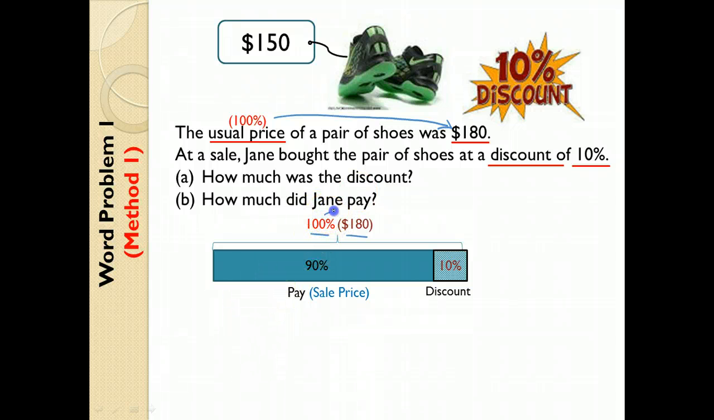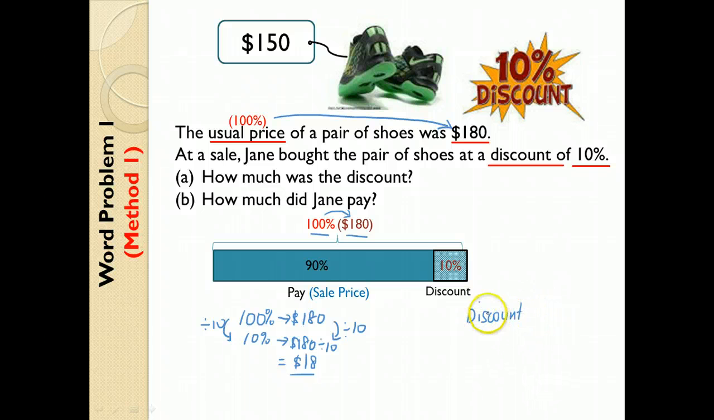From here, we know that our 100% is our $180. Therefore, to find 10%, we take 100 divided by 10. And I will get 180 divided by 10, which will give me $18. So I know that my discount amount is $18. And the discount is 10%.